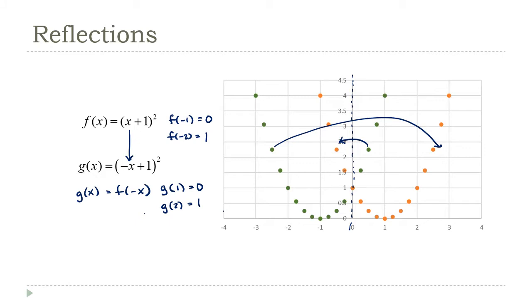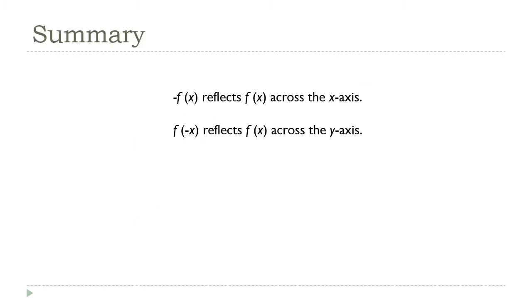So we have now seen two different reflections, and these are summarized here. Putting a minus sign in front of the function reflects across the x-axis. Putting a minus sign in front of the x reflects the function across the y-axis.